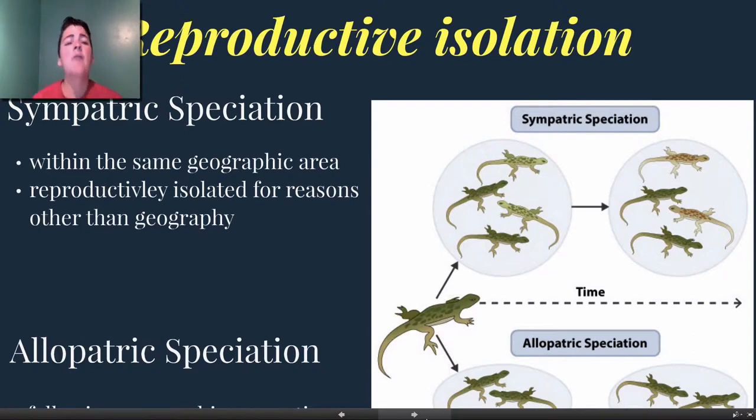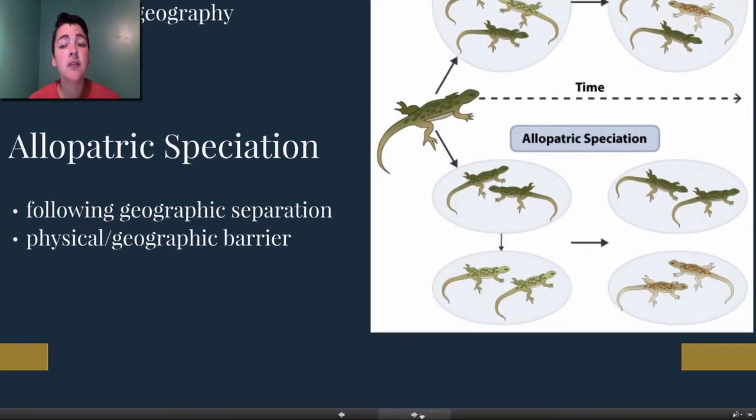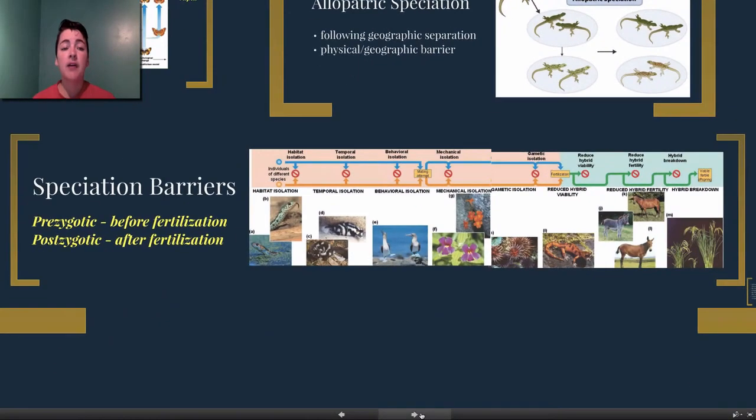And then we have allopatric speciation. Allopatric speciation is when there is a physical separation, such as a river, canyon, ocean, or some geographical barrier that's separating the two. Looking at some of these speciation barriers, we have pre-zygotic, which means before fertilization, and then post-zygotic, which is after fertilization.